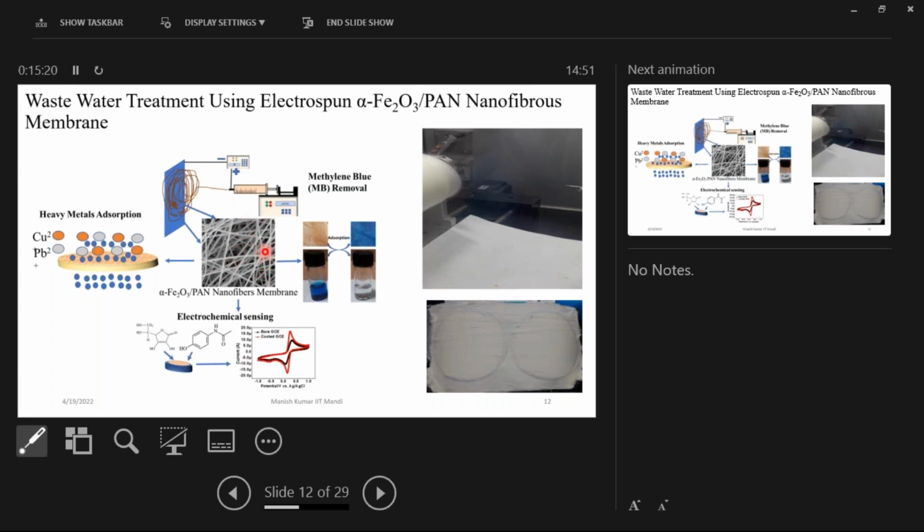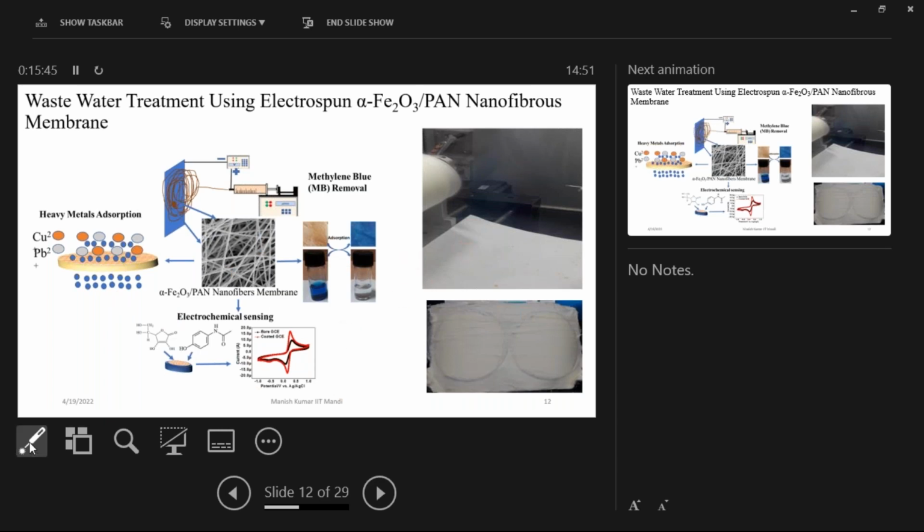And these fibers we used for adsorption of methylene blue, methylene orange, and for heavy metal adsorption, copper and lead. It shows very good efficiency towards lead and copper heavy metals, as well as for colors. And then again we used it as an electrochemical sensor also, for paracetamol and ascorbic acid.